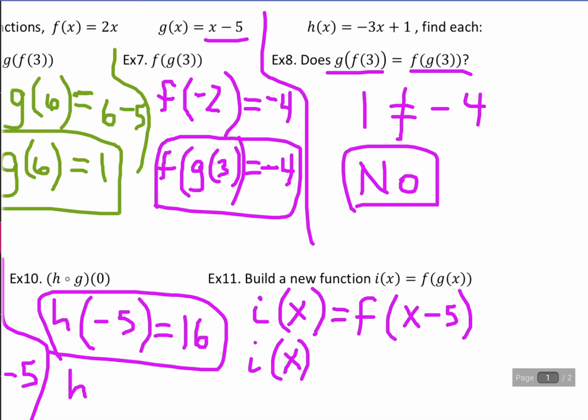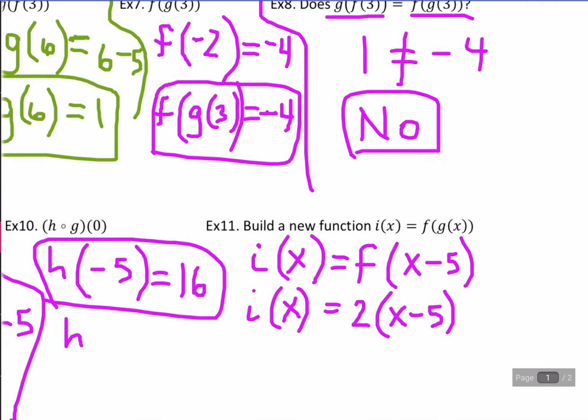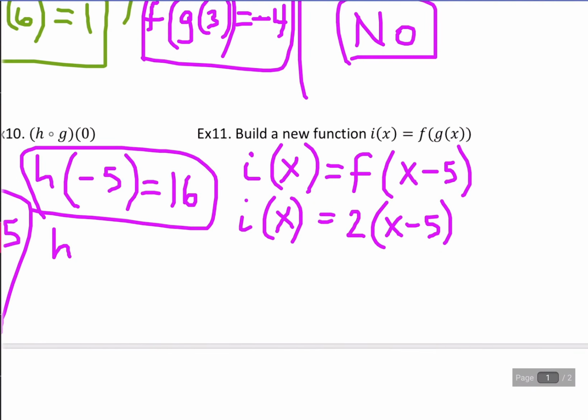So everywhere there's an x in the f function, we're going to replace it with x minus 5. So in the f of x function, we've got 2 times x. So we will have 2 times x minus 5. And now we can distribute that. And so our new function i of x is equal to 2x minus 10.